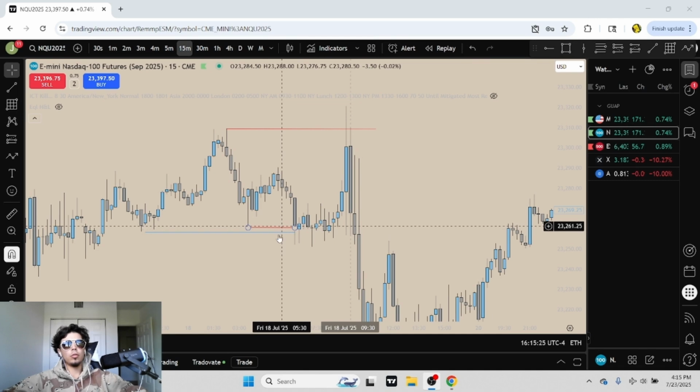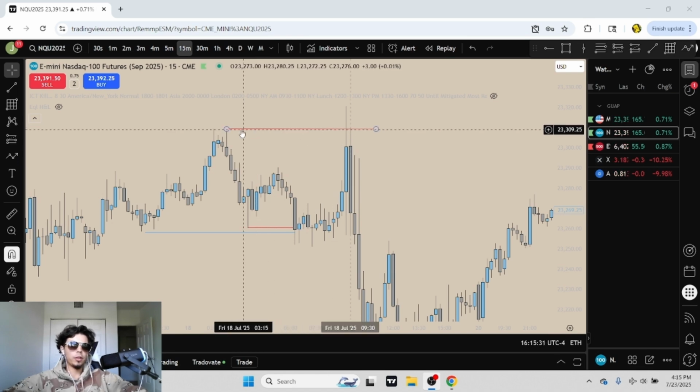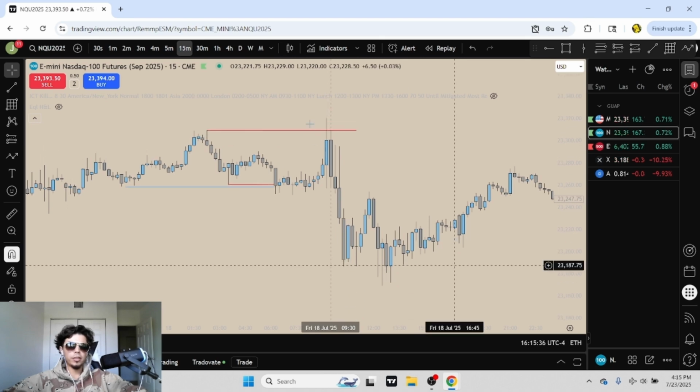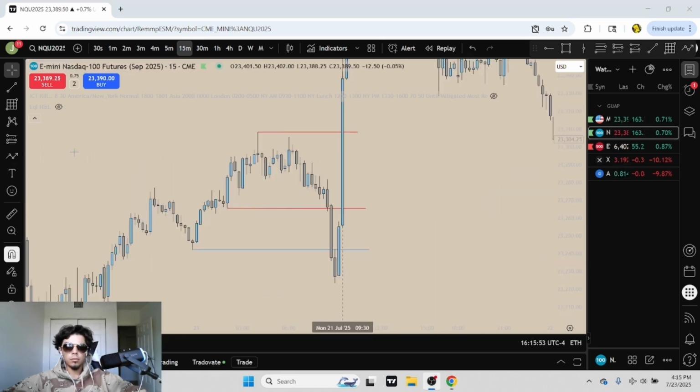Pre-market, we took out London and Asian lows. What did we do? We took them out, manipulated higher. Then what do we do at market open for the 9:30? We took out London highs, and what did price do? Price reversed. And again, we have an accumulation zone.